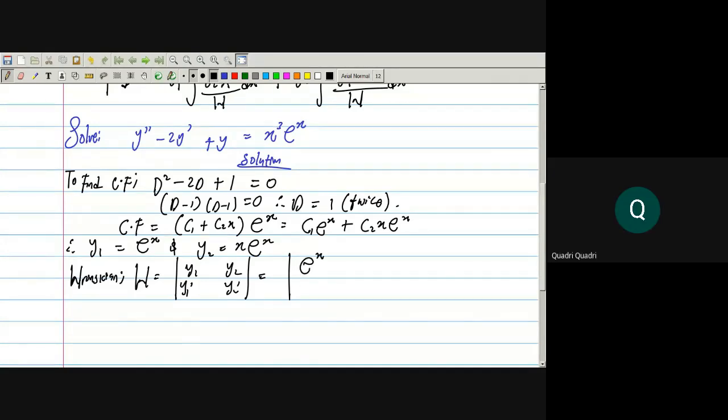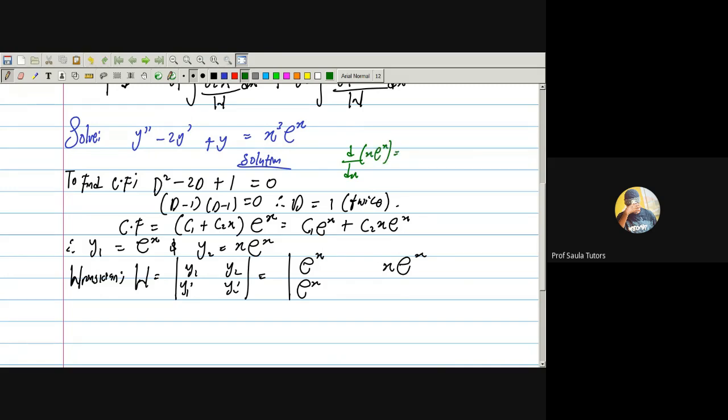Exponential x. Y2, yes, x exponential x. Exactly. So now, what is my y1 prime? It's still exponential x. And what's my y2 prime? Now, pay attention. You use the product rule here. Let's say you want to differentiate d/dx of x exponential x.